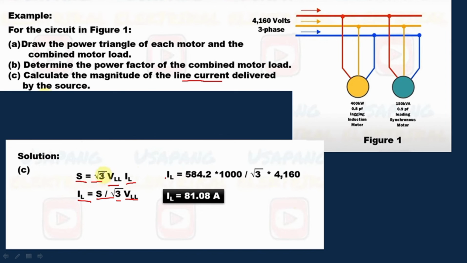So, IL is equal to 584.2, this is S, times 1,000 since the voltage is in the thousands, divided by the square root of 3 times 4,160. This is our line-to-line voltage. So the line current, the final answer for letter C, is 81.08 amperes.